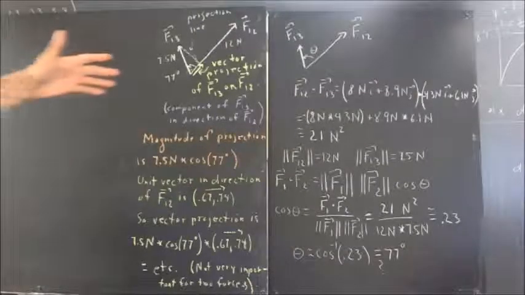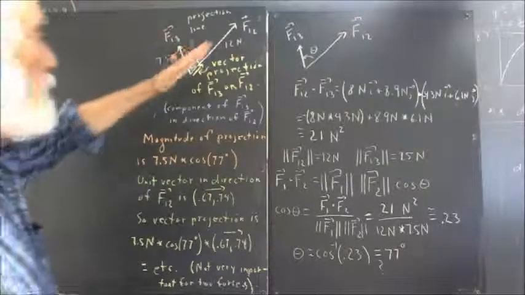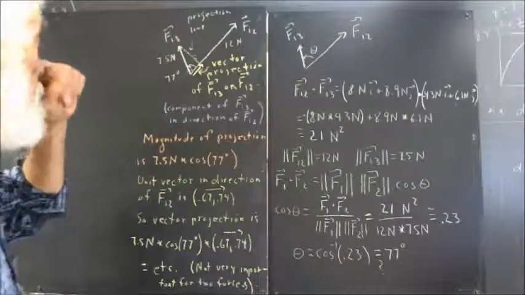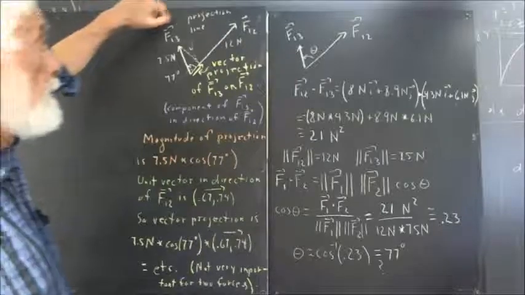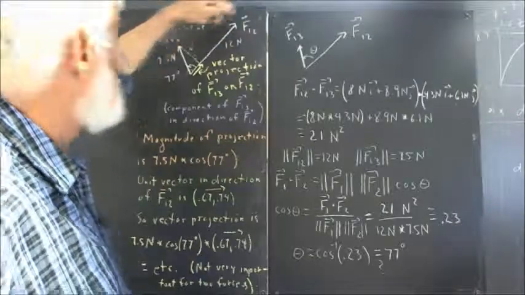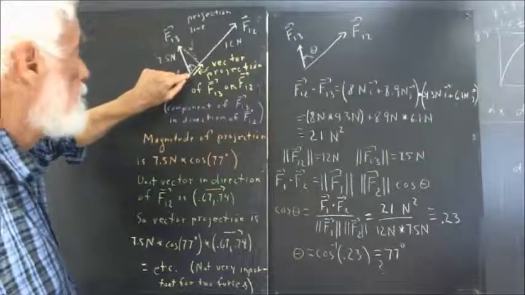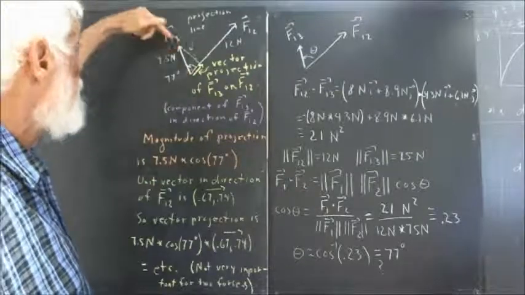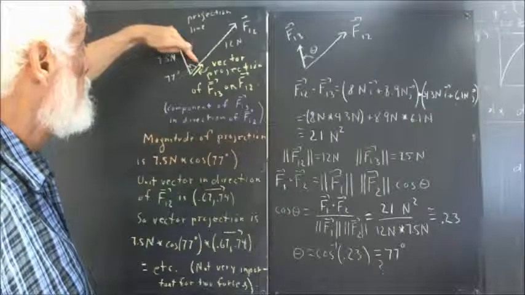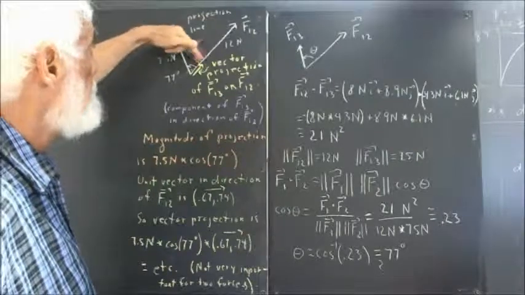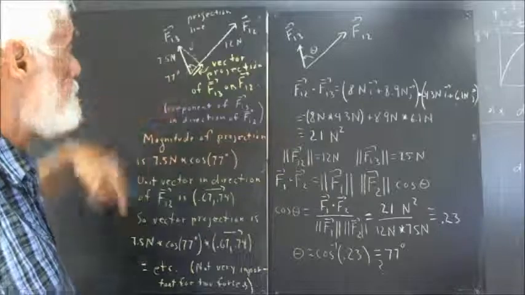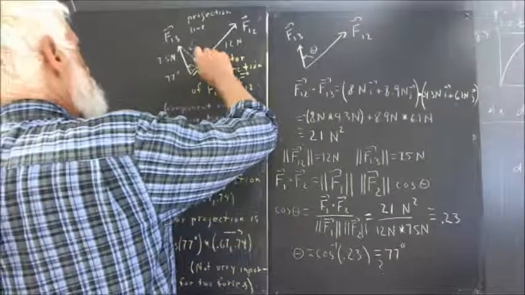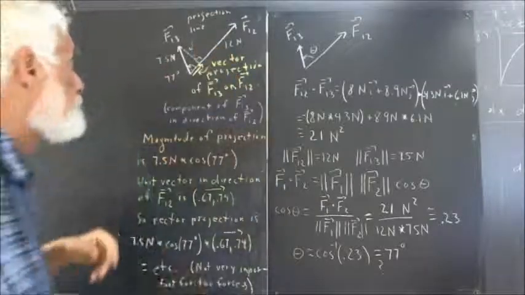Now we're going to do something called projection. Again, we have our forces F12 and F13. To project the force F13 on F12, we simply have the forces acting from the same initial point, and we draw a projection line from the tip of F13 perpendicular to F12. That's from F13 to F12. So this should be at a right angle.